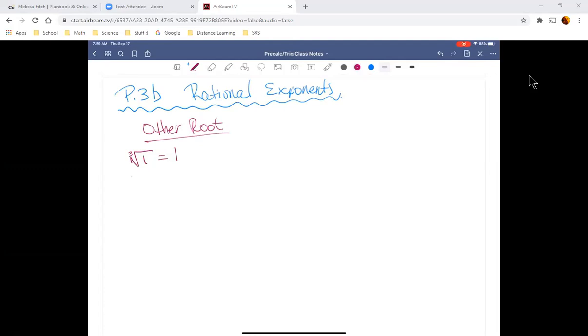What if I took the third root of 8? So I'm looking for a number times a number times a number. 2. You guys seeing the pattern here? If I took the third root of 27, what's the third root of 27? 3, right? 3 times 3 is 9, times 3 is 27. What's the third root of 64?